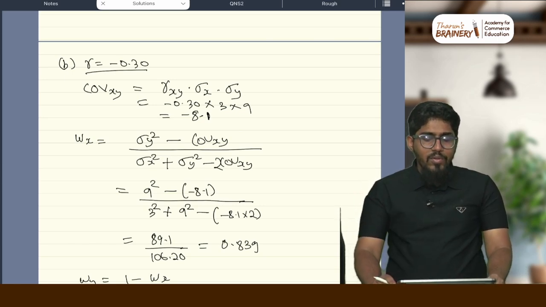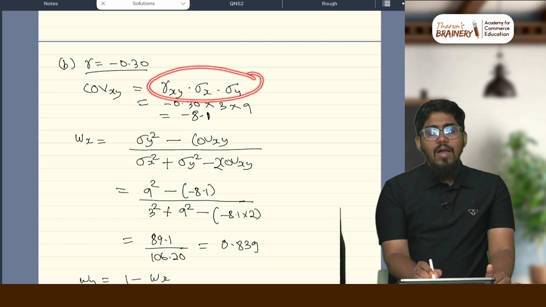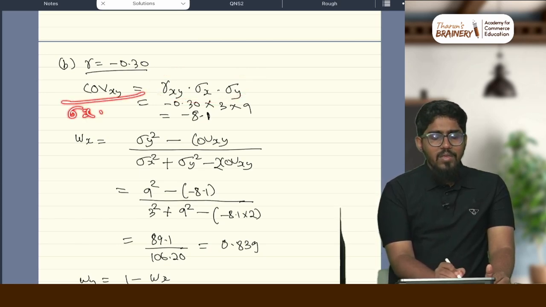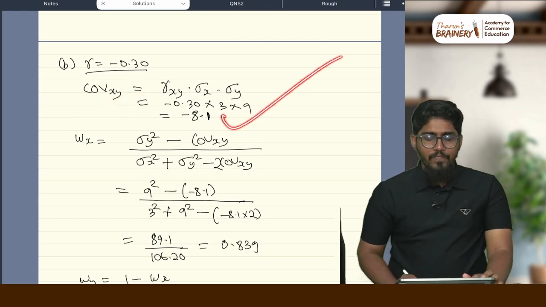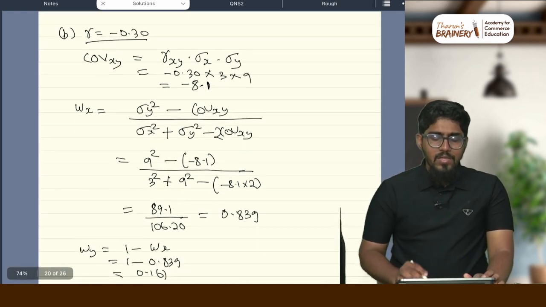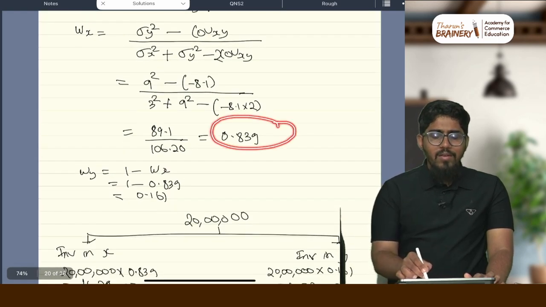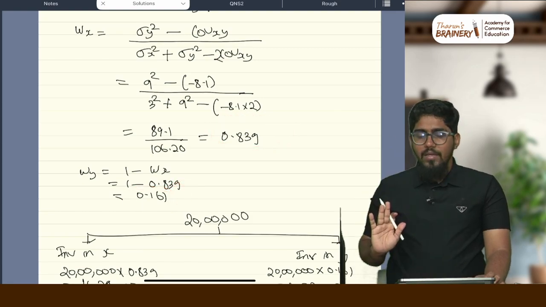First you have to find out the covariance. Sir, covariance is correlation into this. How, sir? Because correlation is covariance divided by this. So this will come here. So we have to know the covariance first. Sir, this is the covariance. Now using that covariance you can find out the weight. So weight of X is 0.839, weight of Y is 1 minus 0.839, so 0.161.